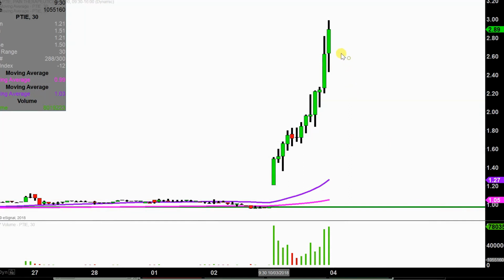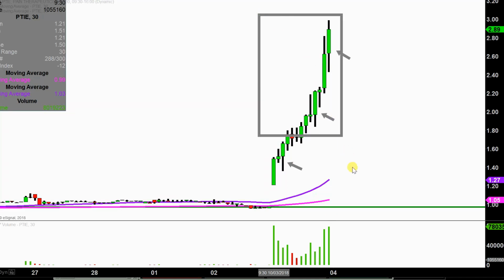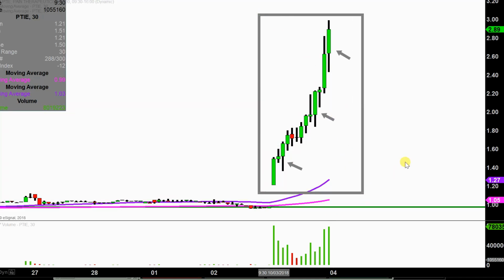Instead of each one of these candlesticks here representing 1 day's worth of price action, which is what you would normally see, each one represents 30 minutes. So this here may look like several days worth of time. It's actually today's price action broken down into 30-minute time slices.